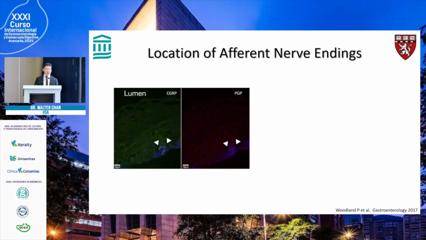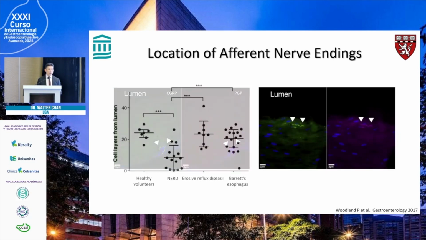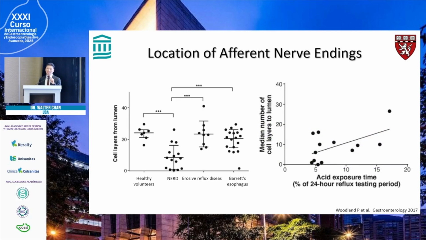There are also some very interesting studies looking at what the nerve endings are in the esophagus. And it turns out that when you look at patients with non-erosive reflux disease compared to patients with erosive reflux disease and healthy controls, the nerve endings are much closer to the surface of the esophagus in patients with non-erosive reflux disease than in healthy controls or those with erosive reflux disease, meaning that maybe these patients have a higher sensitivity because their nerve endings are closer to the lumen and more likely to be triggered.